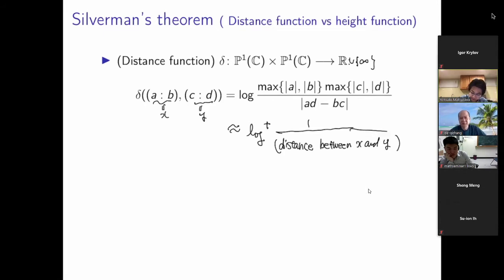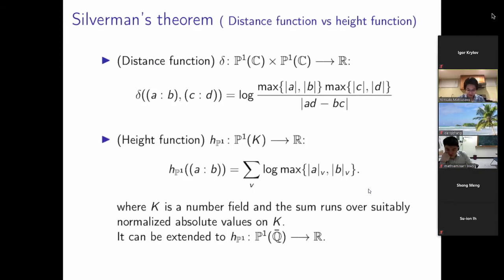And here, log plus is the maximum of 0 and log. So the distance function is actually a negative log of distance, so it behaves more like a variation. Negative log of distance is a way to get a variation from an absolute value. It behaves more like a variation, but we call this the distance function on the projective line.